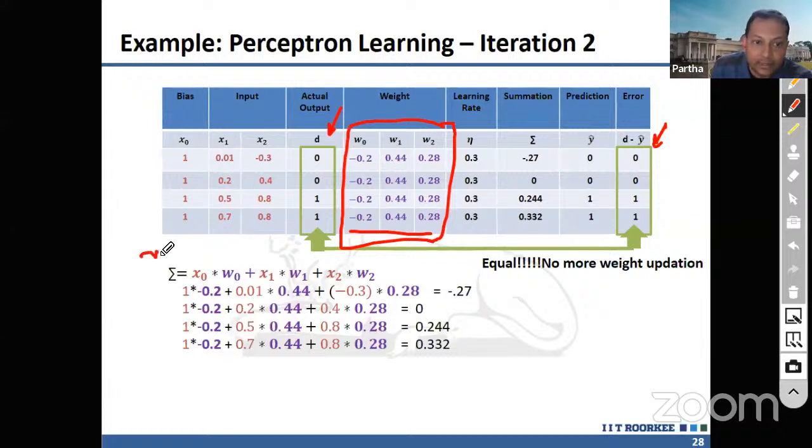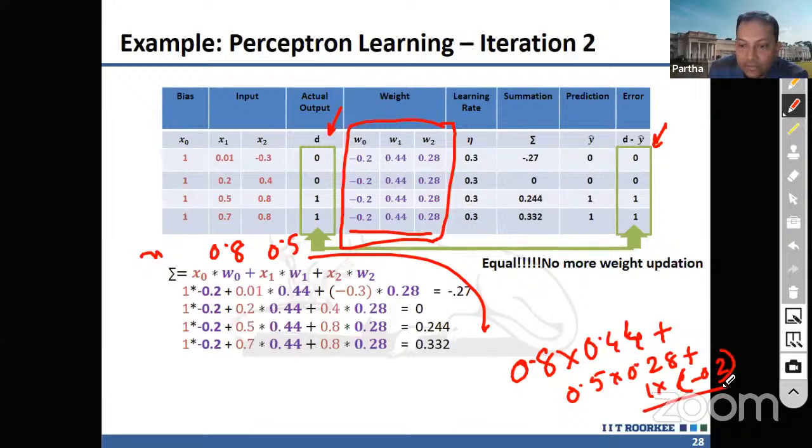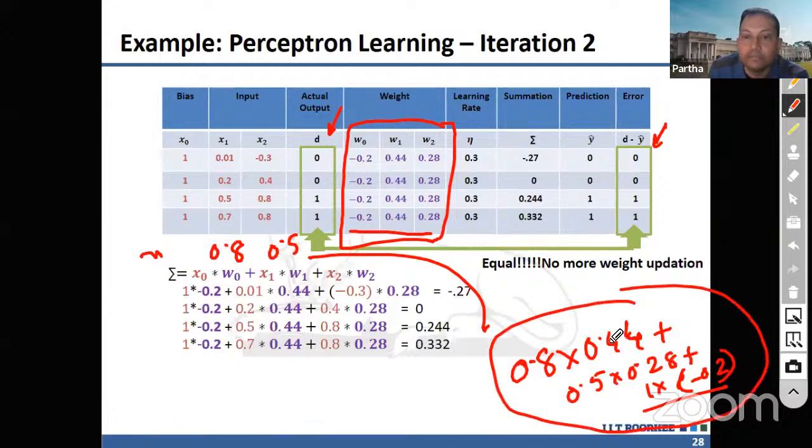Given any new data, let us consider that you have another example like 0.8, 0.5. What you will do is predict. Given a new example, you will predict with 0.8 into 0.44 plus 0.5 into 0.28 plus W0 into X0, meaning 1 into minus 0.2. Whatever it comes, if it is positive, then it will be 1. If it is negative, it is 0. This is the prediction. Given a new example, I predict like this.